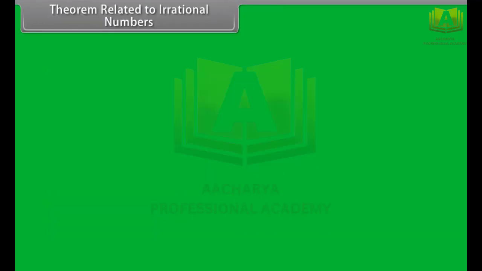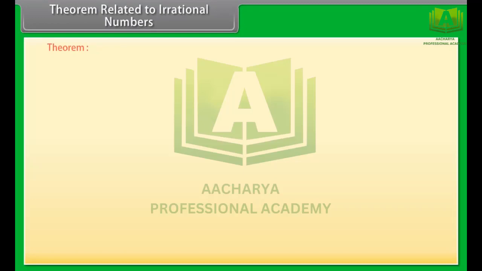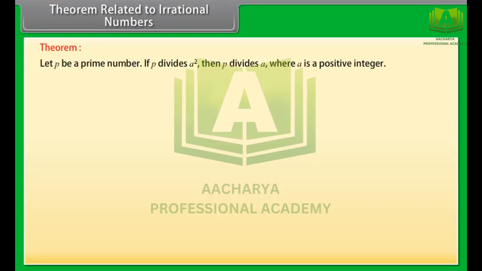Theorem related to irrational numbers. Theorem. Let p be a prime number. If p divides a square, then p divides a, where a is a positive integer. Let us prove this theorem.